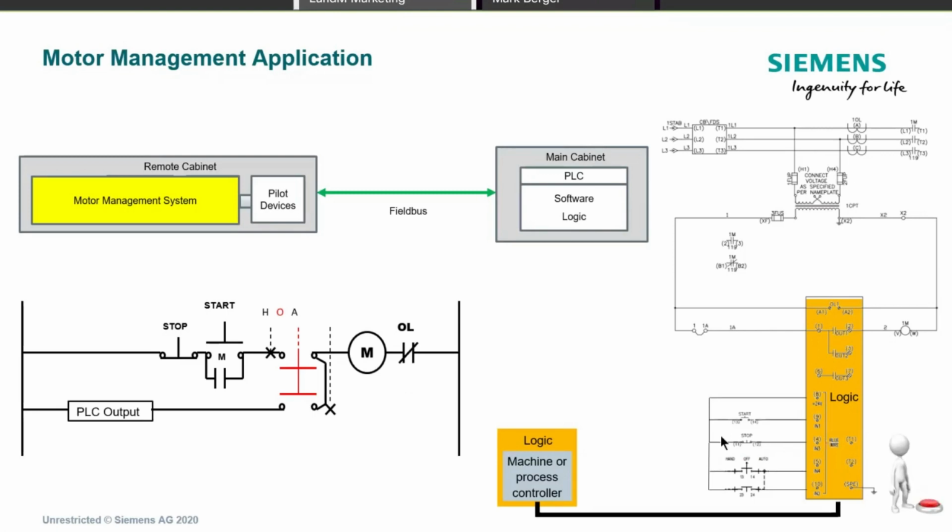Notice also the wiring comes local to the Simocode. The Simocode comes with a 24-volt power supply that can excite your stop station at the MCC door, and also excite the HOA, also in the MCC door. So what this does now is it reduces a significant amount of wiring.